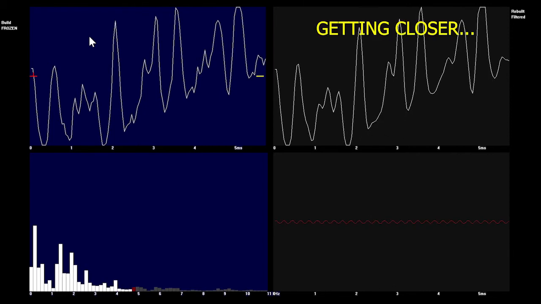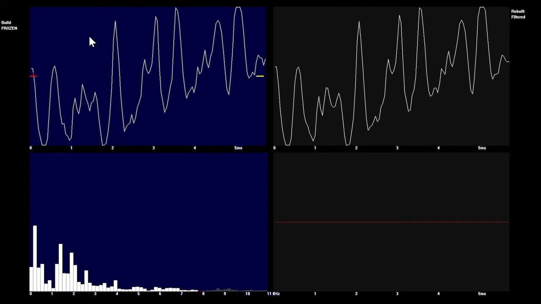But as we add in more and more lines from the spectrum, we get closer and closer to the original waveform.